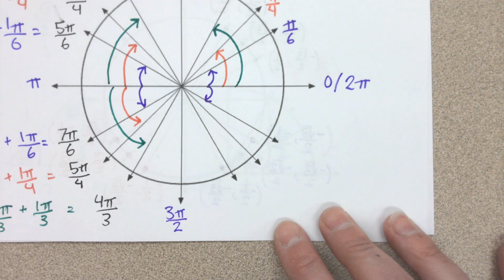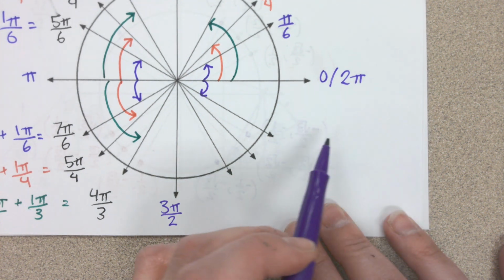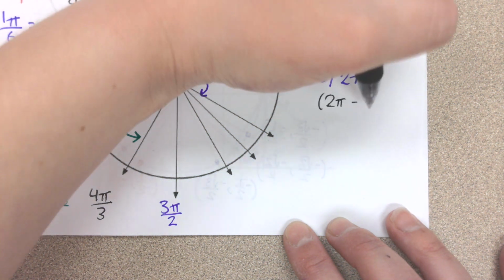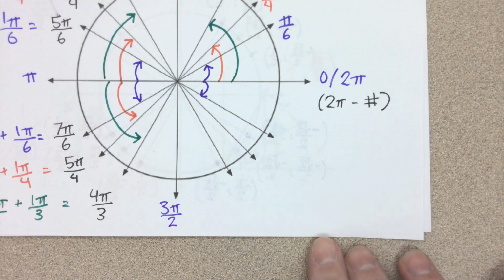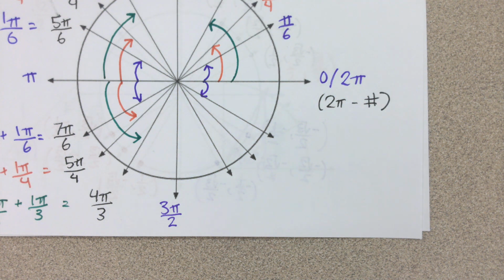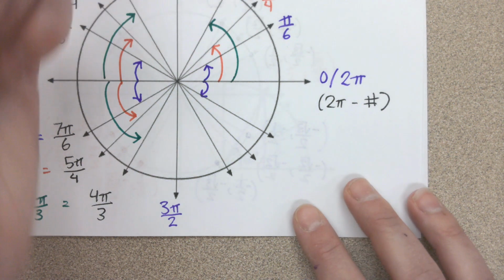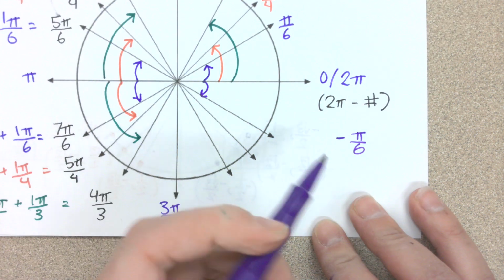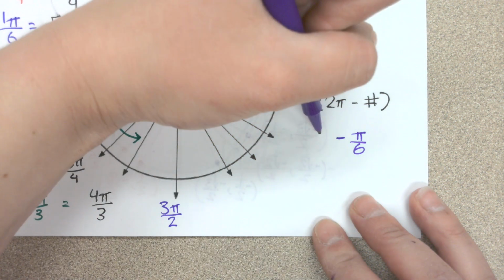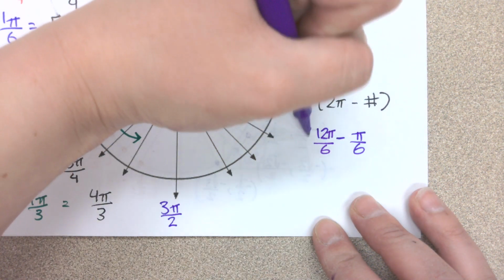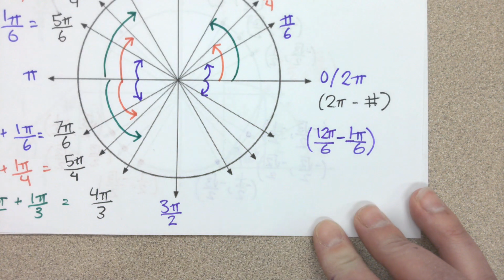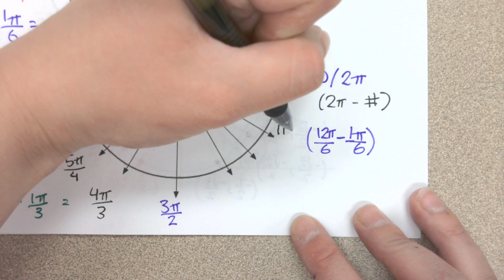So, this time we're going to take 2 pi minus our number. I'm going to write that down. And I'm writing it there because I'm converting 2 pi every time. I'm not going to write 2 pi first and then convert. I don't have the space for that. So, this is minus pi over 6. So for 2 pi, I double 6. That's 12 pi over 6. 12 pi over 6 minus 1 pi over 6. That is 11 pi over 6.